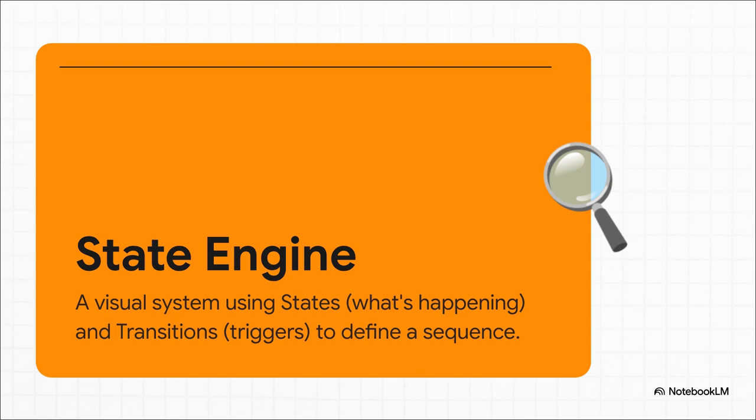So what the heck is a state engine? Well, the easiest way to think about it is like a visual flowchart, but for your app's brain. You have states, which is just what's happening at any given moment, like waiting for the user. Then you have transitions. These are the triggers that cause a change, like the user actually clicking a button. The key is, the app can only be in one state at a time, which makes it absolutely perfect for building out structured step-by-step training.